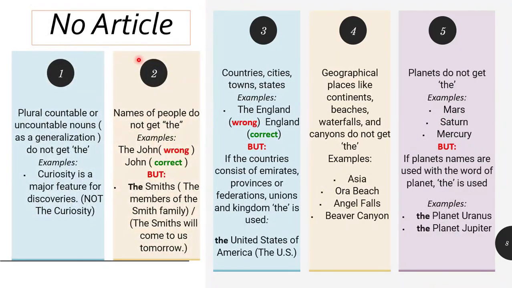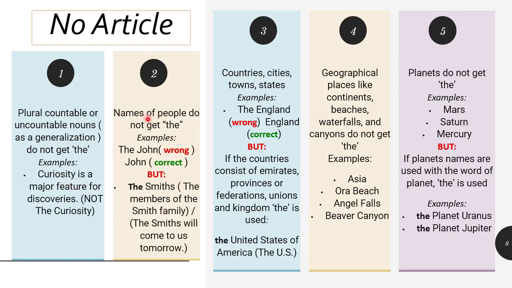The next one, we discuss no articles. What about if there is no article in sight? Plural, countable, or uncountable nouns used as a generalization do not get the. Curiosity is a major feature for discoveries, not the curiosity. Curiosity here is without the, because it is the general meaning of curiosity.